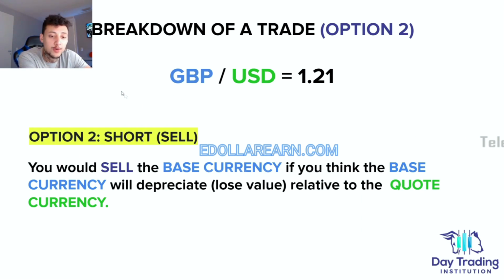Now, your second option is to go short or sell, which in this situation would mean you're looking to sell the base currency GBP if you think it will depreciate or lose value relative to the quote currency. So if you think that GBP is going to be going down and the USD is going to be going up, then we're going to be selling at 1.21, which is the current exchange rate, because our base currency is really what we're looking at in terms of price here. So if you see the GBP going down and you see the dollar looking to potentially rise against the GBP, then we're going to be looking to go short.